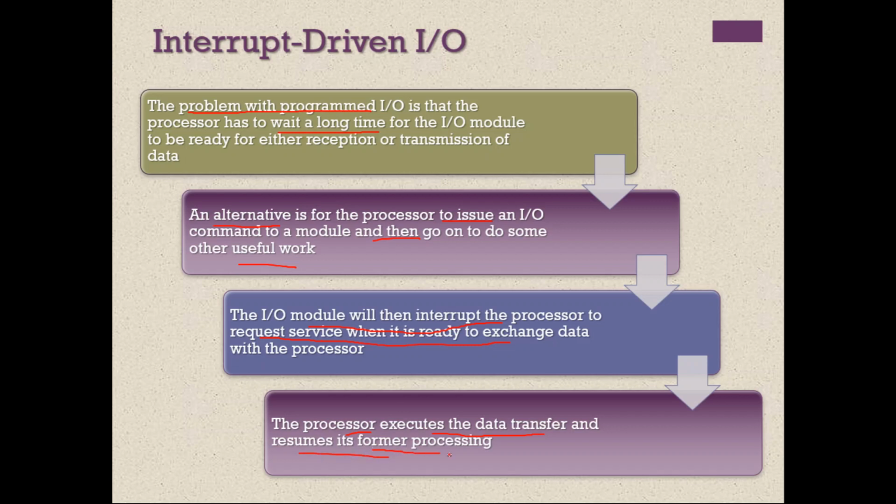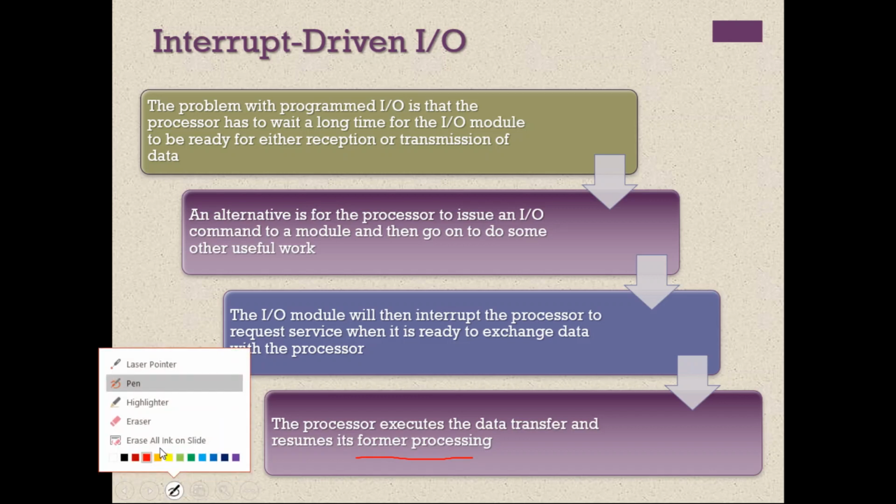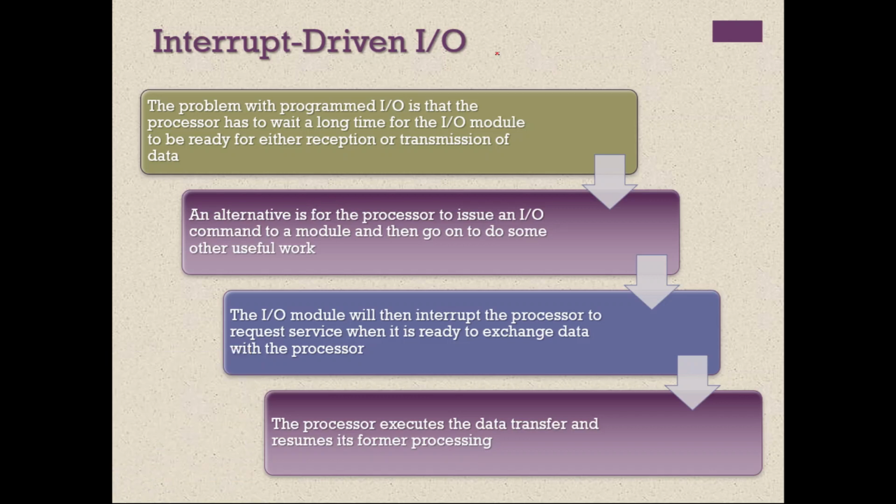What does it mean? See, you should have very much clarity. Resuming the former processing means that before the interrupt, the CPU was doing something else. So after reading the data and writing to the memory, it will continue to do that particular process which it was doing before the interrupt. Okay, that is called former processing.